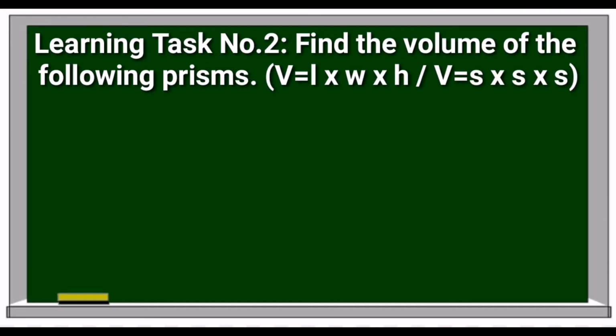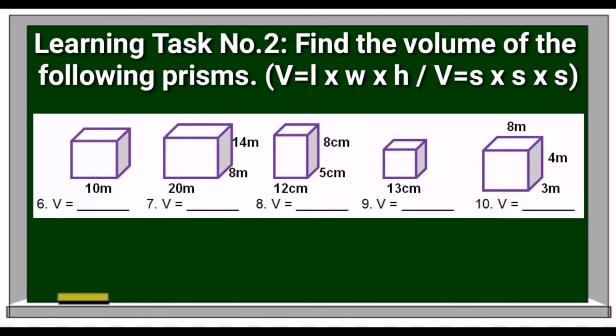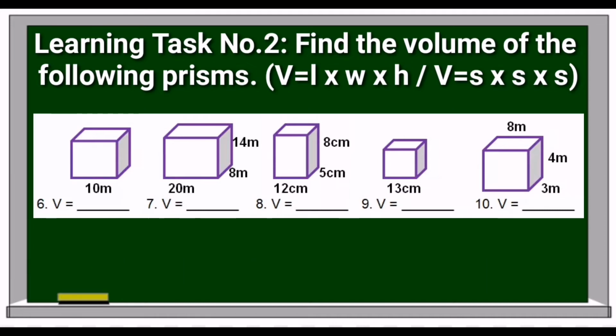Learning task number 2. Find the volume of the following prisms. You may use the formula V equals L times W times H, or V equals S times S times S. Pause this video and answer learning task 2 for 10 to 15 minutes. Good luck!